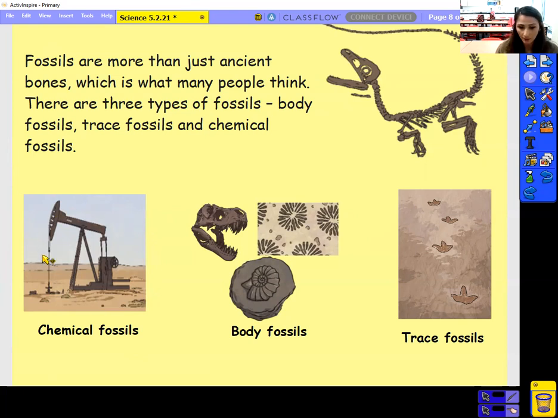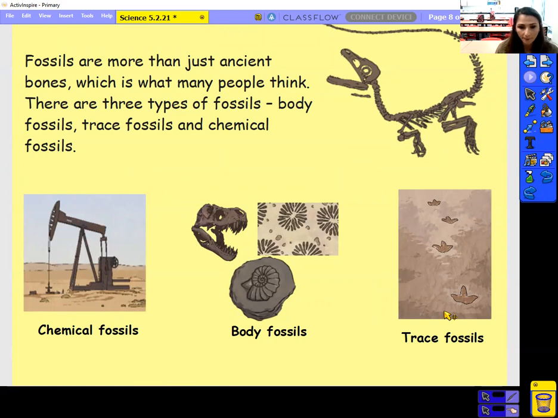Now, the thing is, with fossil fuels or chemical fossils, they're quite bad for the environment. They cause pollution and things like that. So we're trying to not use as many chemical fossils or fossil fuels.